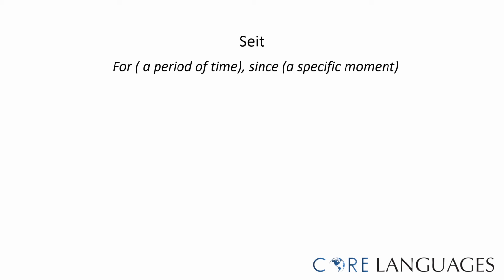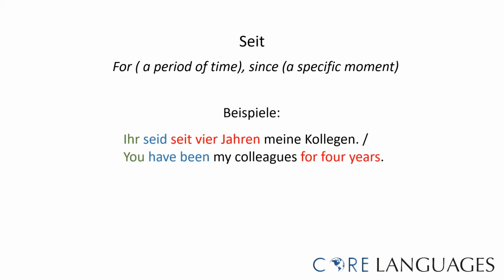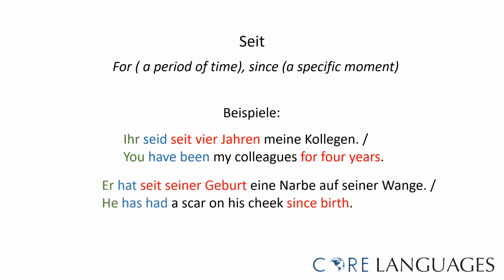The preposition seit can be used to express for, as in for a period of time, or since a specific moment. For example, zum Beispiel, ihr seid seit 4 Jahren meine Kollegin. You have been my colleagues for 4 years. Or, er hat seit seiner Geburt eine Narbe auf seiner Wange. He has had a scar on his cheek since birth, or literally since his birth.